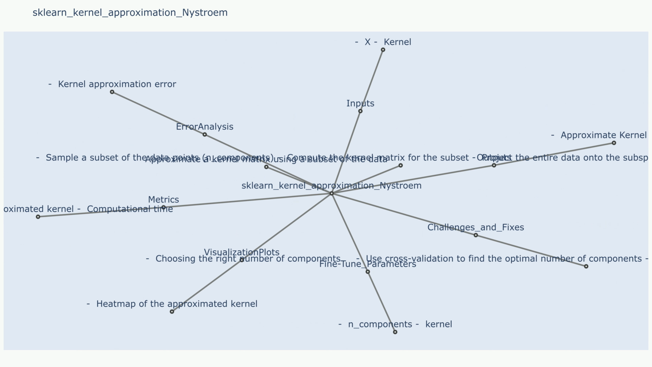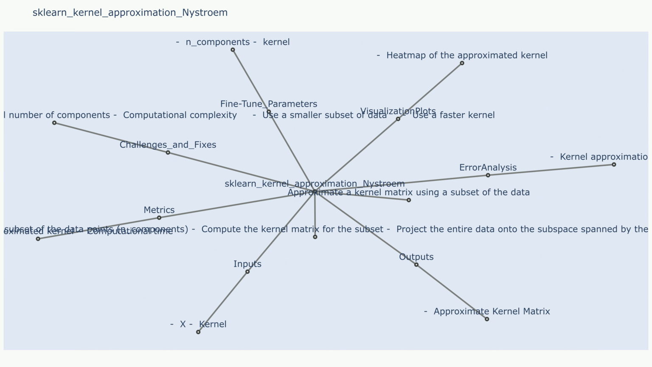Challenge 2: the Nystroem method can be computationally expensive for large datasets. Sample use case that resulted in challenge 2: using a large dataset with many data points. Fixes to challenge 2: use a smaller number of landmarks. Use a faster kernel function, such as the linear kernel. Use a parallel computing framework to speed up the computation.